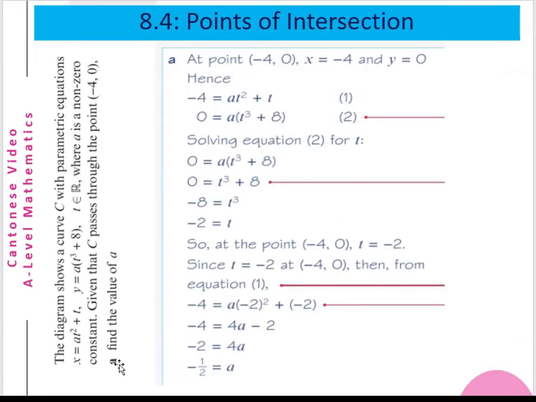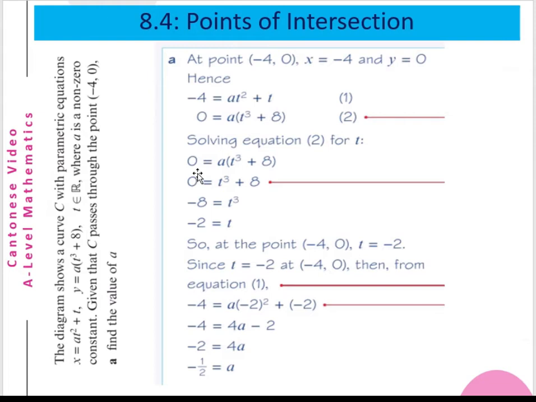The first problem is that we have to find the value of a. At the point (-4, 0), x is equal to -4 and y is equal to 0. Hence, -4 equals at squared plus t, because x is equal to at squared plus t. If y equals 0, that means y is equal to a multiplied by t cubed plus a. We have two equations here. We're solving equation 2 first.